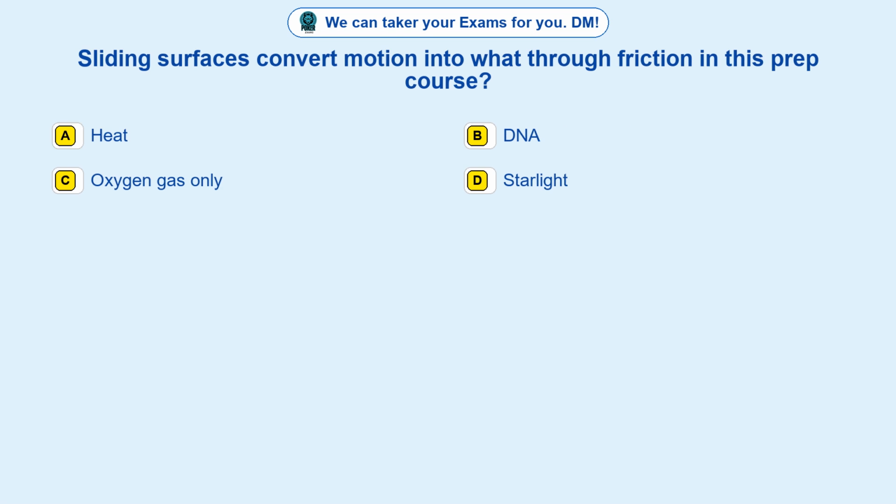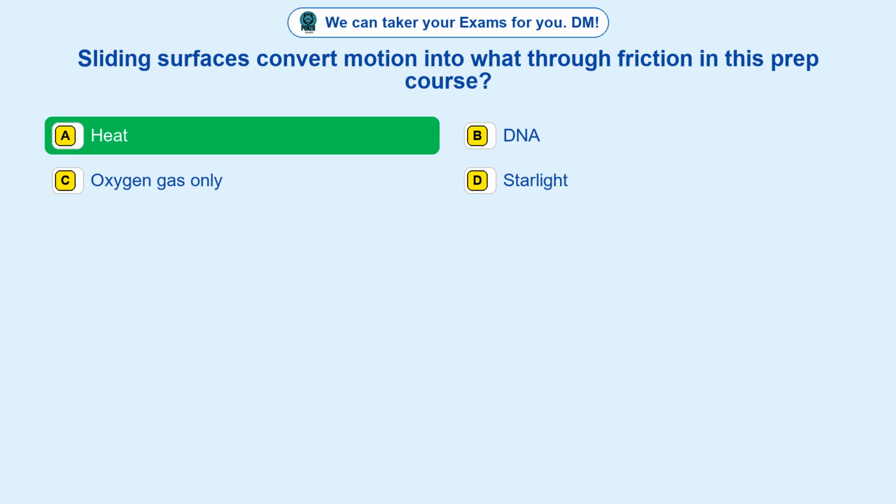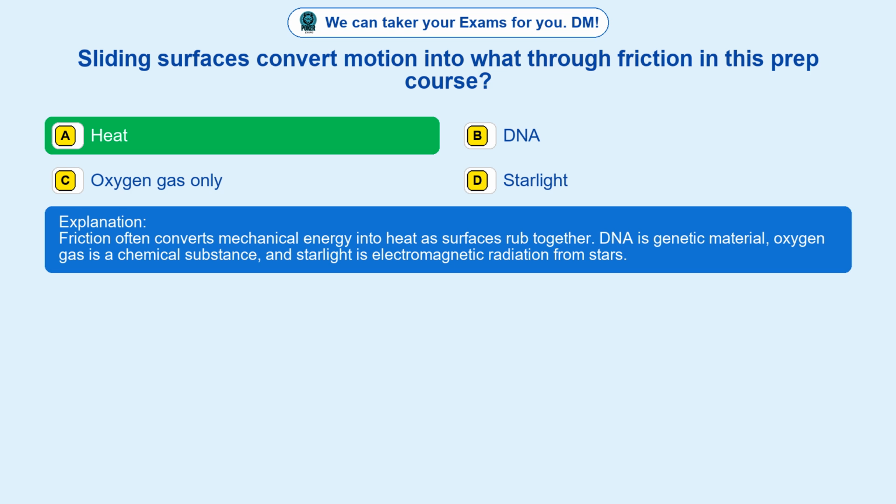Question 64. Sliding surfaces convert motion into what through friction in this prep course? Option A, heat. Option B, DNA. Option C, oxygen gas only. Option D, starlight. The correct answer is option A, heat. Friction often converts mechanical energy into heat as surfaces rub together.